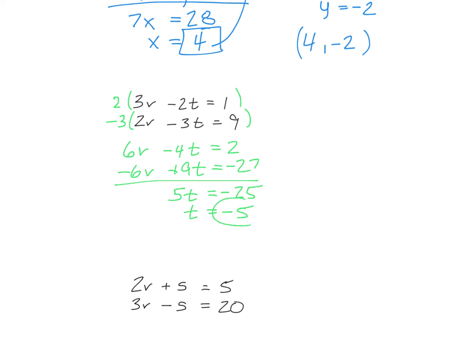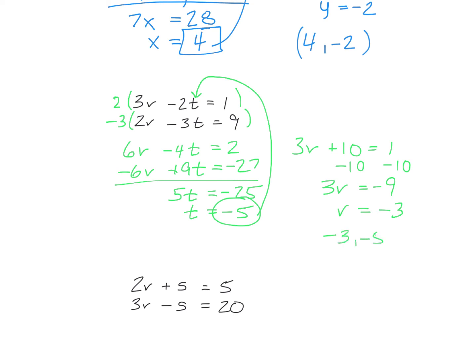Substitution. So put this back in. I'm going to put it into, I think either one of these equations is about the same deal. So I put it in the top one, I'd have 3r minus 2 times minus 5 is a plus 10 equals 1. Subtract 10. 3r is a negative 9, and r would be a negative 3. R comes before t, so negative 3, negative 5 would be your solution. Okay?